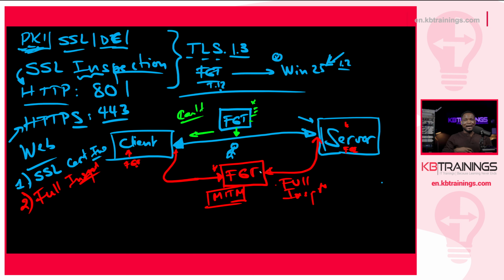Now we're going to go in the lab. I'm going to show you how this is done. I'm going to show you how you can check the certificate on the client and how we're going to notice that when we do full inspection, the certificate that we see at the client level is the FortiGate certificate, not the server certificate. Again, this is just one of many cool things I'm exploring in my lab.